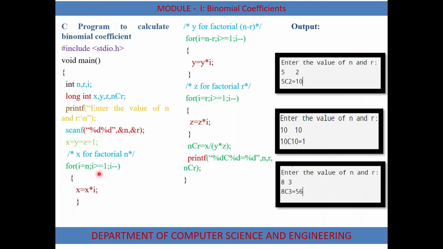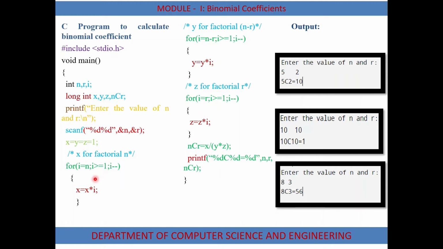Next, check the condition. Is I greater than or equal to 1? Here the value of I is equal to 5. So is 5 greater than or equal to 1? Yes, true. Now perform the corresponding operation. So this will be done later because I minus minus is nothing but post decrement. Okay, so here the condition is true, 5 greater than or equal to 1. So complete the process, that is, perform the operation until the condition is false.